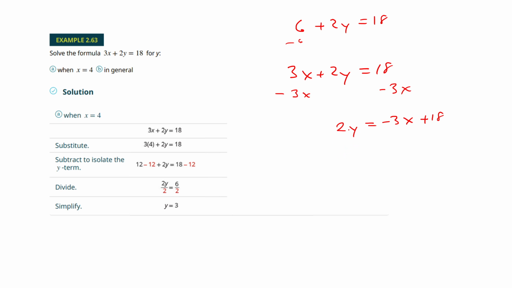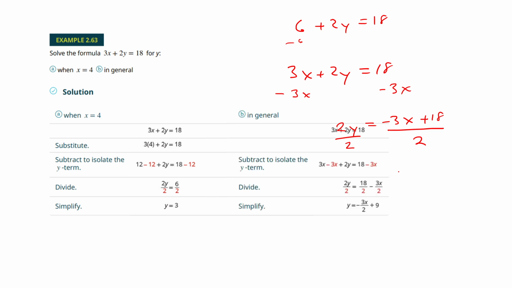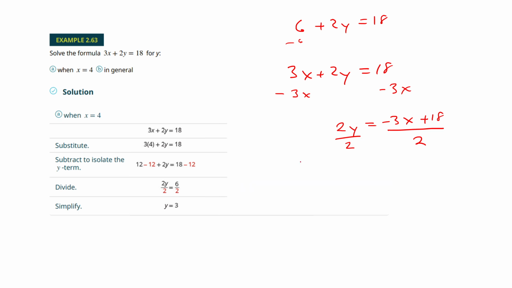Okay, now I have something in front of the y. I would divide them away, but if you do that, you have to do it to the entire other side. Now let me see if they're going to, yeah, they do. So if you're dividing this entire side by 2, I'm going to rewrite it. You have to divide the 2 into both of them.